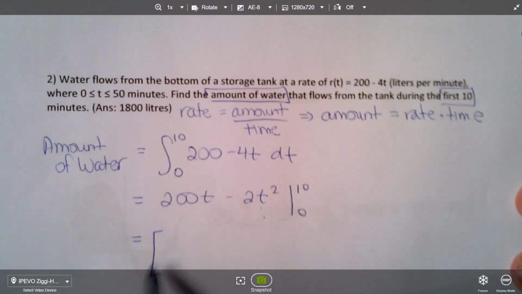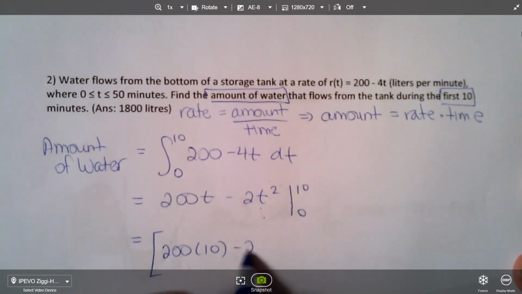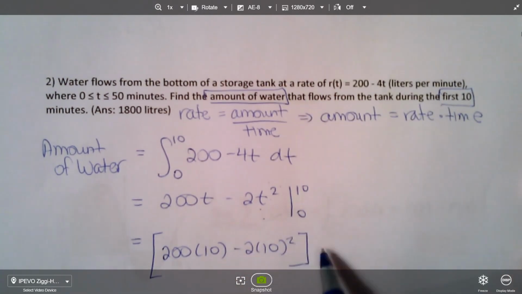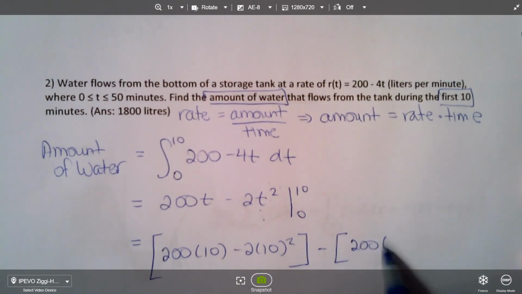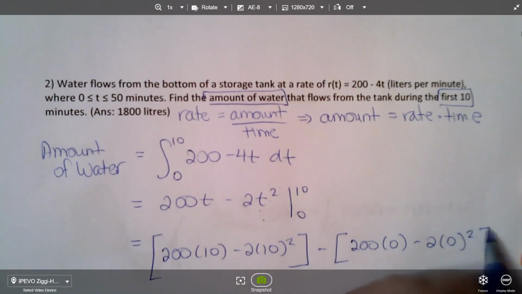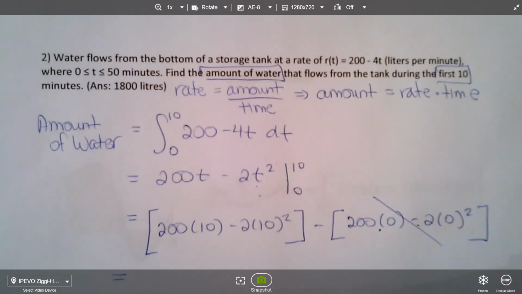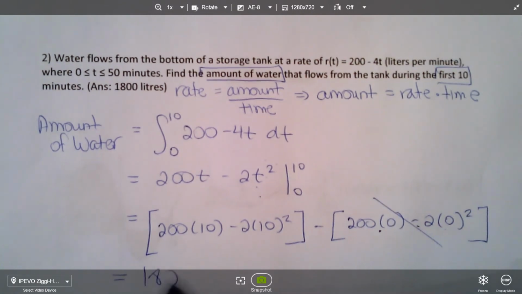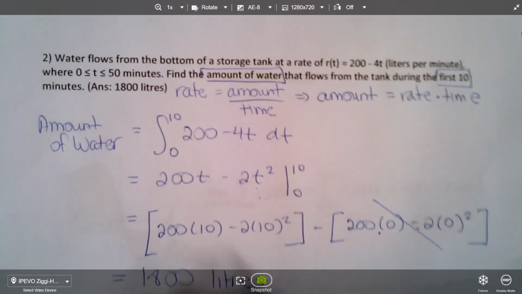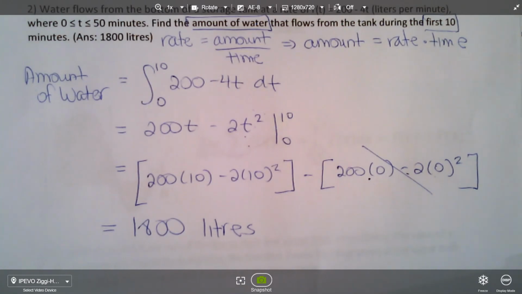All right, if I evaluate at 10 and at 0, with a quick glance I can see this is 0 minus 0. That's gone. So I end up with 2,000 minus 200. But I'm just going to double check. 1,800 liters. So 1,800 liters has left the storage tank in the first 10 minutes. So there is how you can also get your numerical area under the curve.